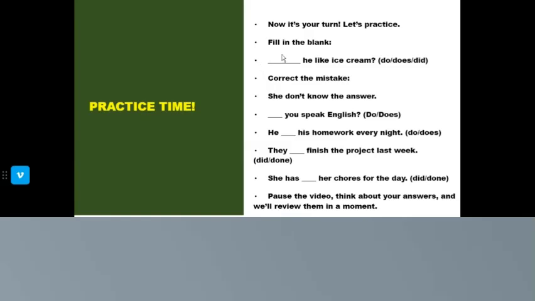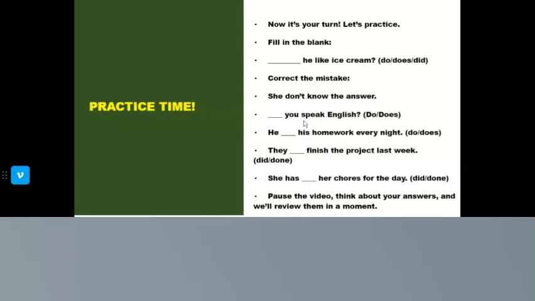Let's begin with the first one, fill in the blank. Dash he like ice cream? As I earlier mentioned, the correct answer is does. Does he like ice cream? Now correct the mistake. She don't like the answer. What is wrong here is don't. The correct thing is she doesn't know the answer. She doesn't know the answer. Not she don't know the answer.